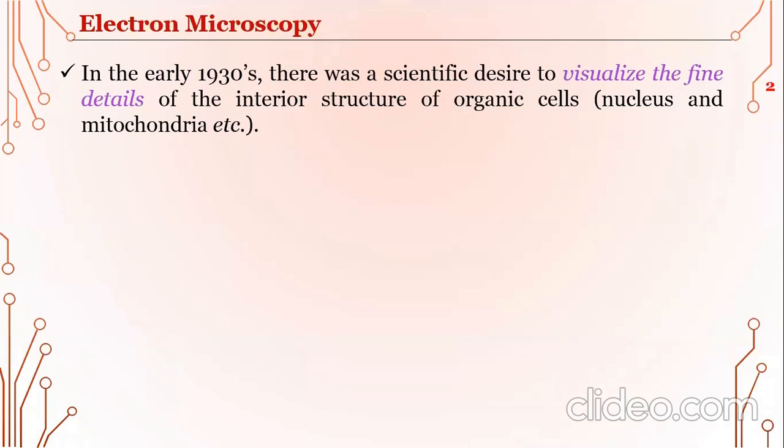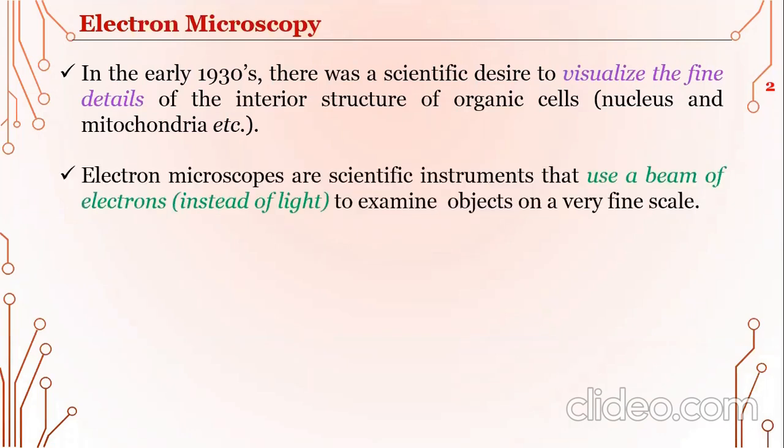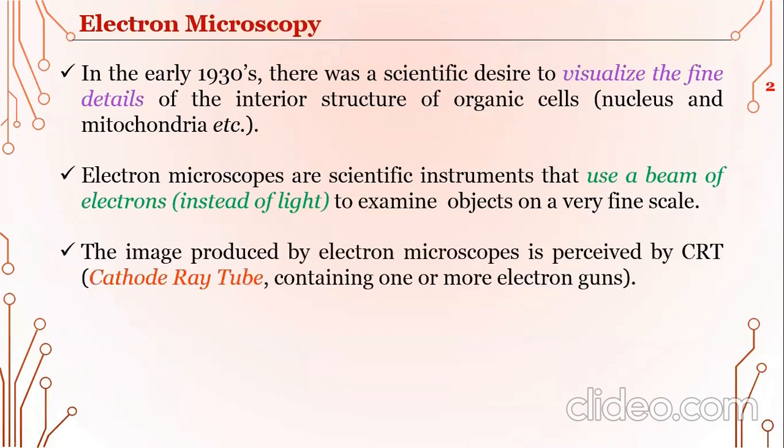Electron microscopes are scientific instruments that use a beam of electrons instead of light to examine objects on a very fine scale. The image produced by these electron microscopes is perceived by a CRT, that is a cathode ray tube, that contains one or more electron guns.